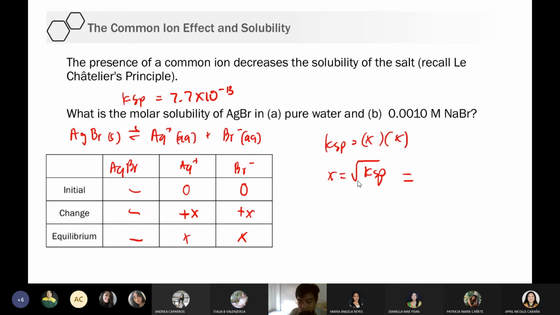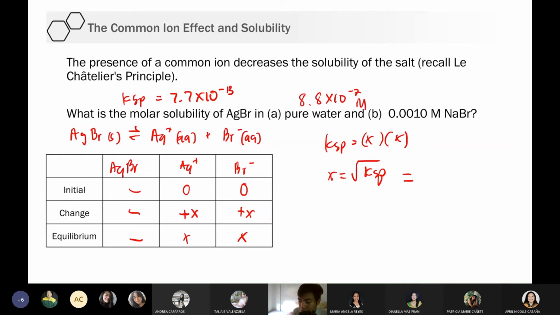So what's the molar solubility in water? The molar solubility is 8.8 times 10 raised to negative 7 molar. So yan yung molar solubility ng AgBr in water alone. How about in 0.001 NaBr?